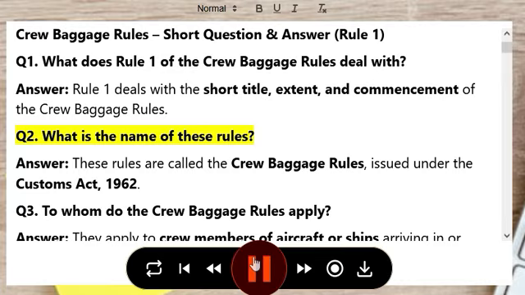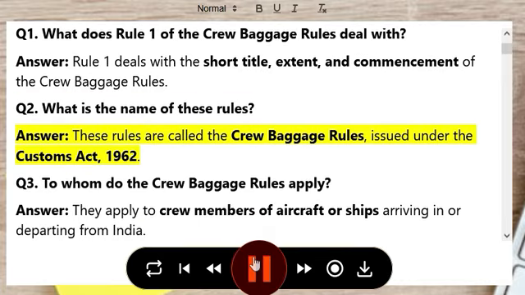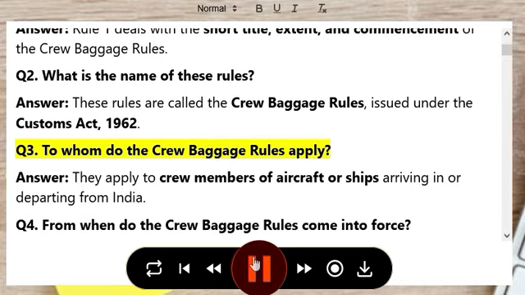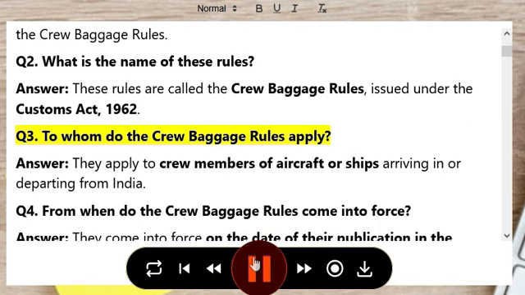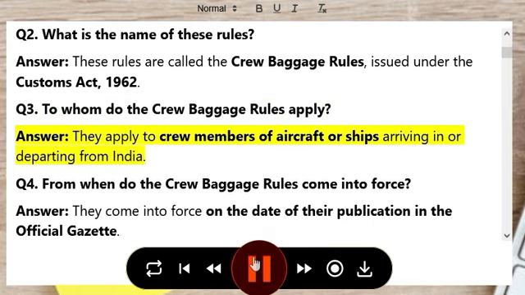Q2. What is the name of these rules? Answer. These rules are called the crew baggage rules, issued under the Customs Act 1962. Q3. To whom do the crew baggage rules apply? Answer. They apply to crew members of aircraft or ships arriving in or departing from India.